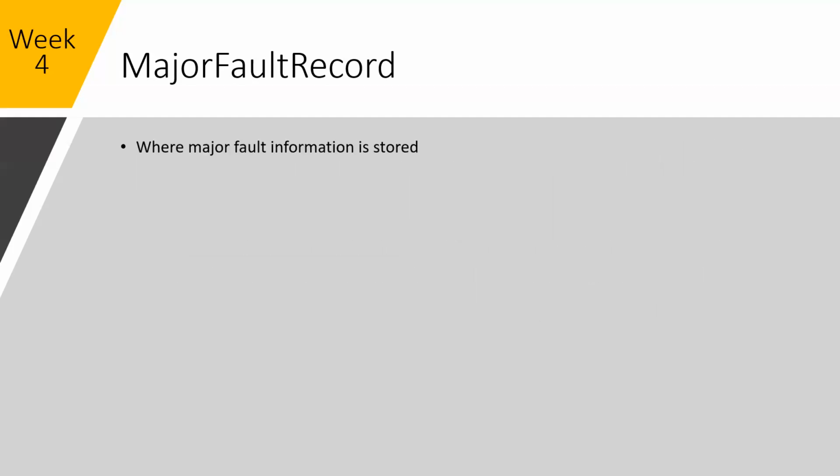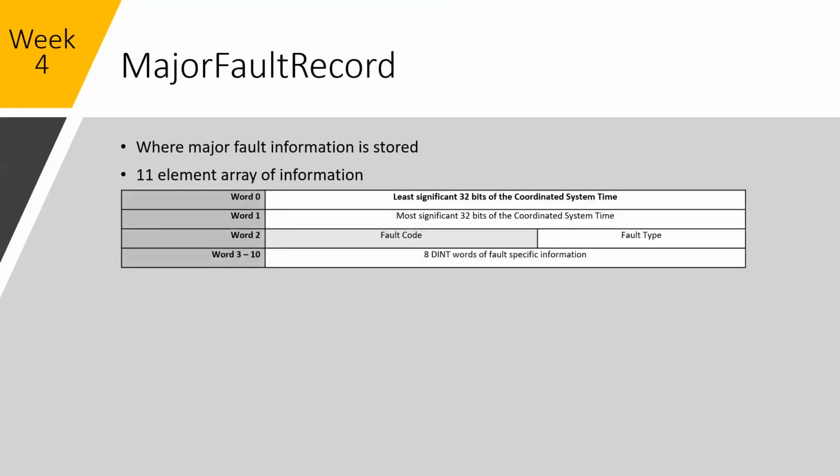So major fault record, where is the fault record stored? So there's a data array in the processor. It's an 11 element array. That just means that there's 11 words. Sorry, they're actually bins, where the data can be pulled from.